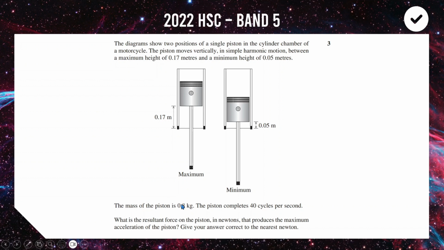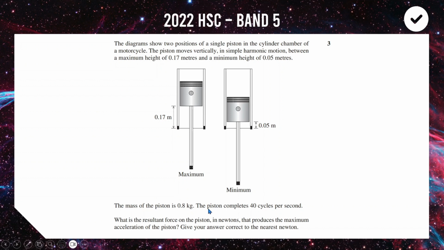The mass is 0.8 and the piston completes 40 cycles per second. So it goes up and down 40 times per second. What is the resultant force in the piston in newtons that produces the maximum acceleration of the piston? Give your answer correct to the nearest newton. Okay, so to access this question, we're going to need to find a force equation.